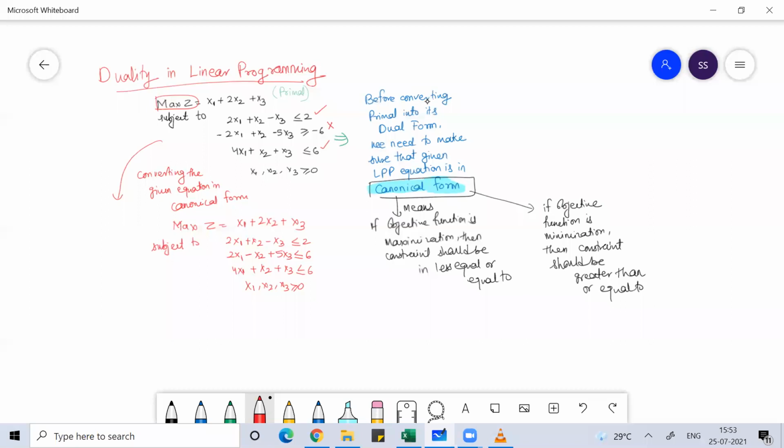Canonical form means that if your objective function is maximization, then you make sure that your constraints are less than or equal to. While if your objective function is minimization, then you make sure that all your constraints have the greater than or equal to sign. So now we write them in canonical form.